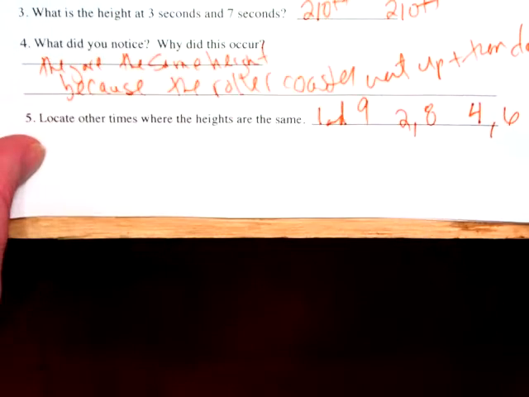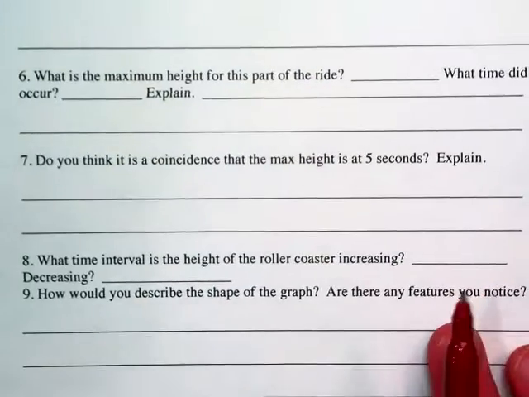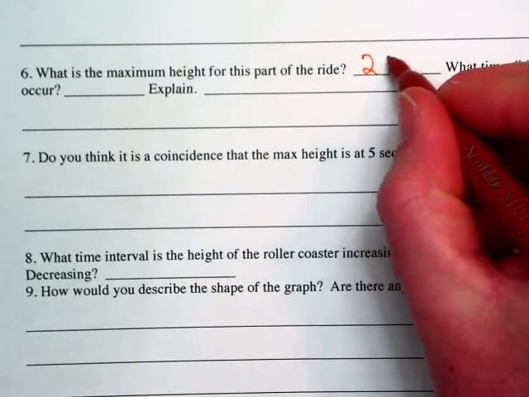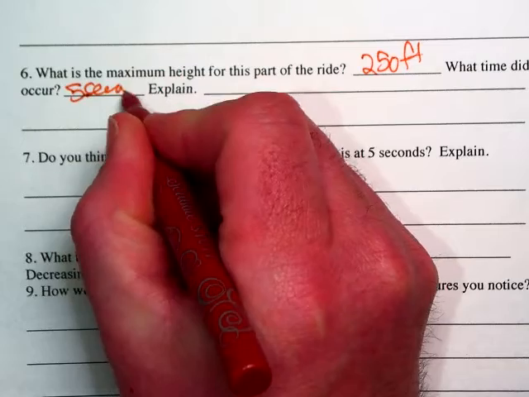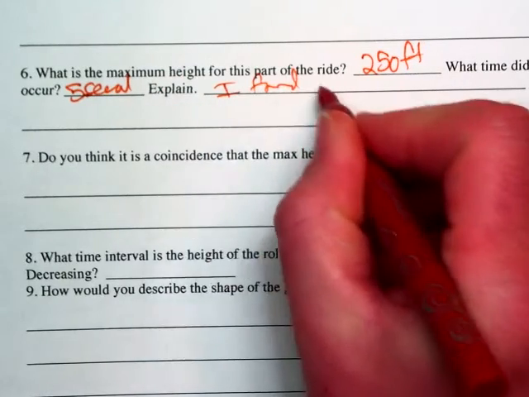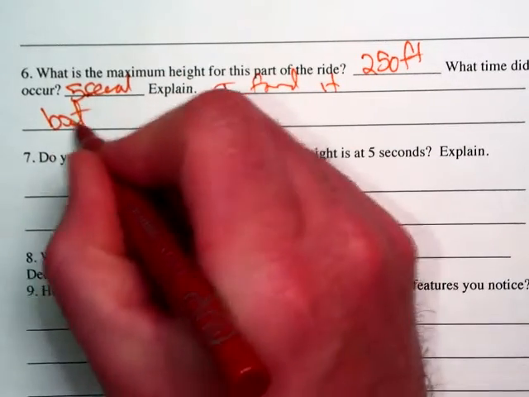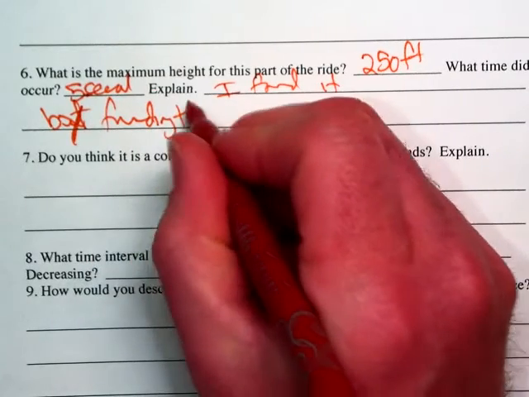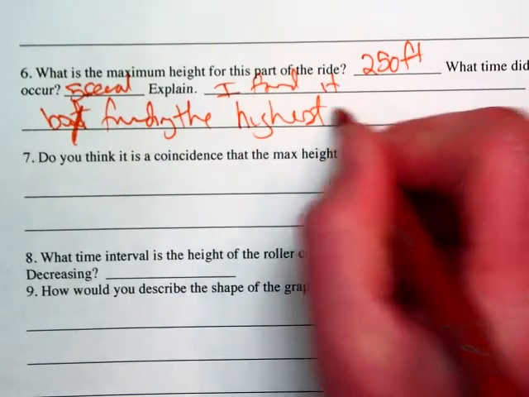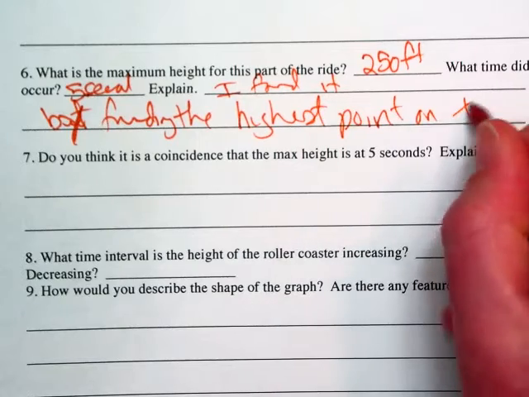Okay, what's the maximum height for this ride? That would be question 6. Let me scroll up there. Well, this roller coaster seemed to get up to 250 feet. What time did this occur? This occurred at 5 seconds. I found it by finding the highest point on the graph. I also noticed that there were no other pairs that went with that point. It was the highest point, then it came back down.